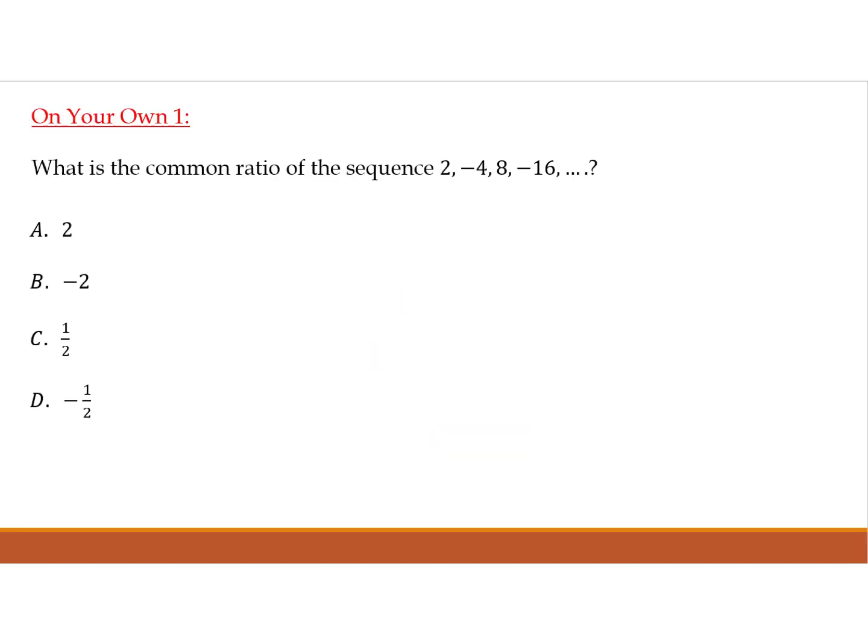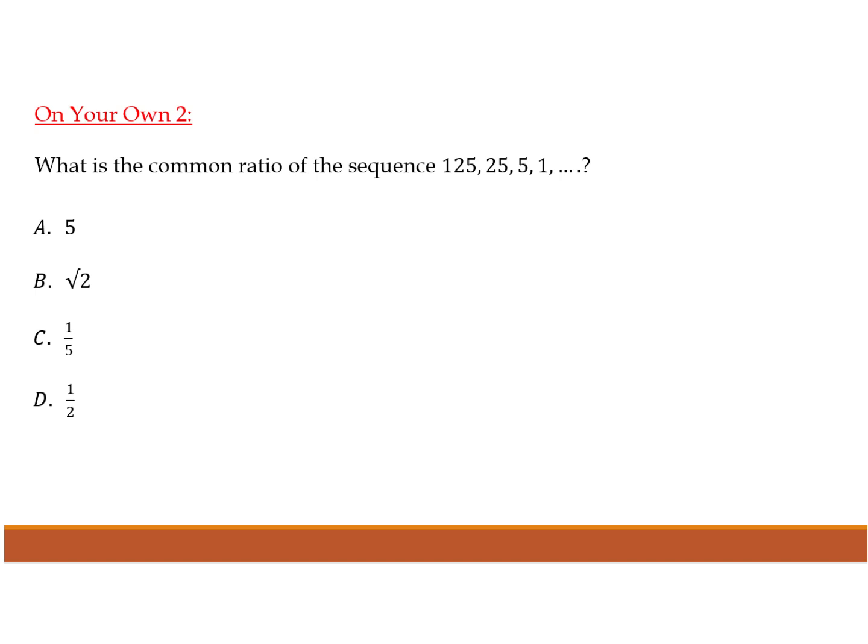Right, in this question, we are given a sequence and we are asked to find the common ratio. We know the common ratio is found by taking the second term and dividing it by the first term. The second term is -4. I'm dividing by the first term, which is 2, and my answer is -2, which would have been answer B.